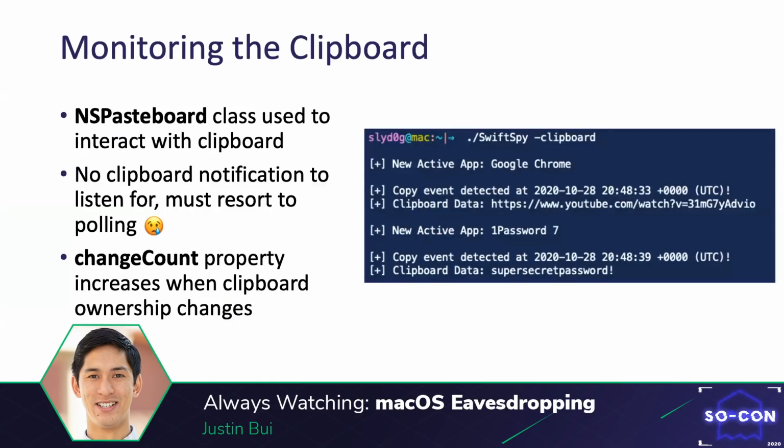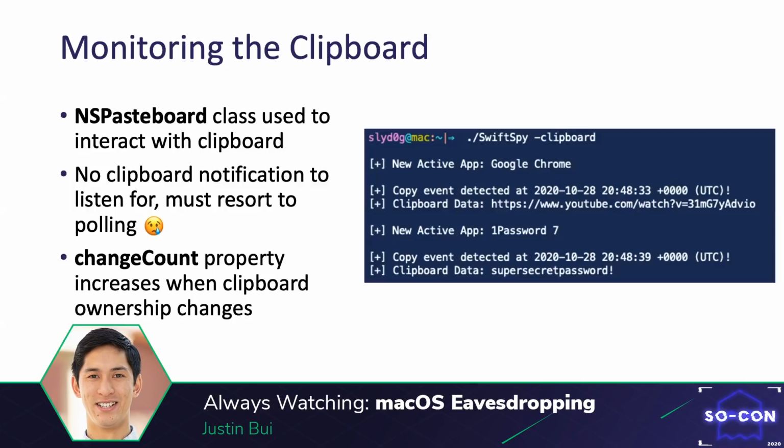So next, we'll go into monitoring the clipboard. To monitor the clipboard, we can use the NSPasteboard class. The NSPasteboard class is used to interact with the clipboard. Similar to the active application implementation, this doesn't require any special permissions, so there won't be any TCC pop-up as well. Unlike the active application implementation, there's no message we can listen to for when the clipboard has changed. So we kind of have to resort to polling, which is a little less than ideal, but we can make it work.